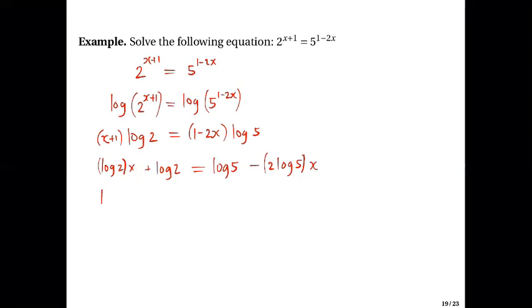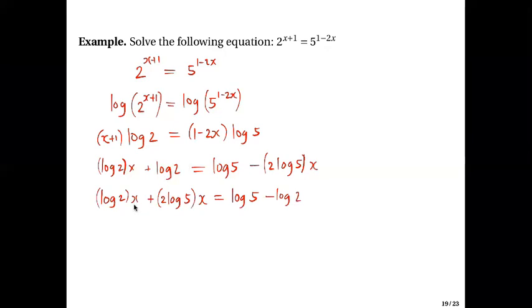So first we copy log 2 times x. Then put this on this side, it becomes plus 2 log 5 times x. This constant, log 2, I'll put it on the other side. So we will have here, let's copy log 5, and then put log 2 on the other side. So we have minus now, minus log 2.